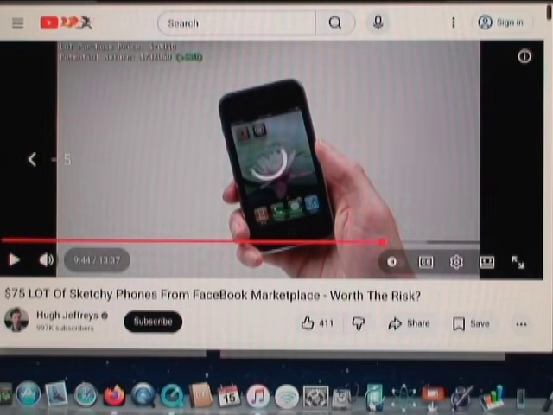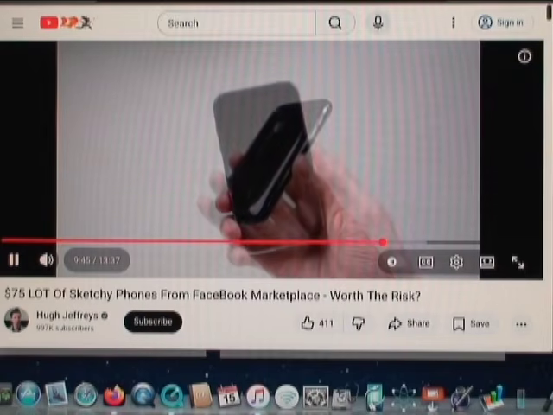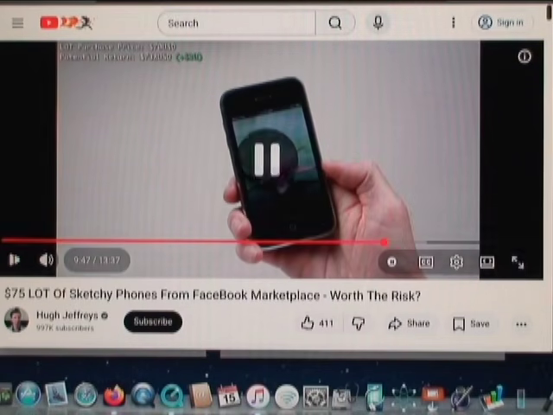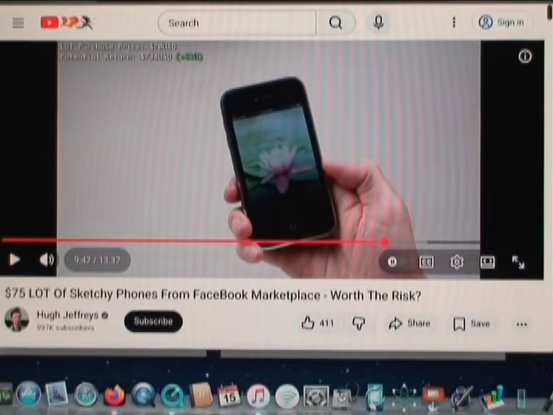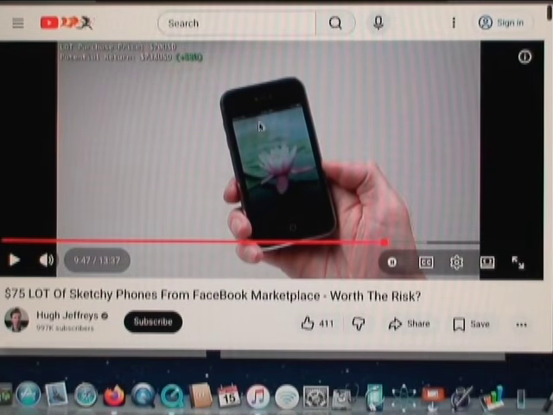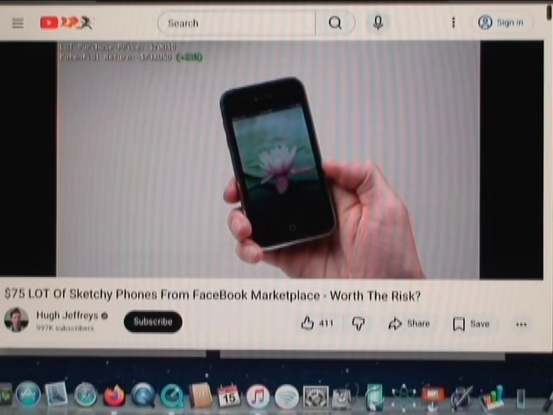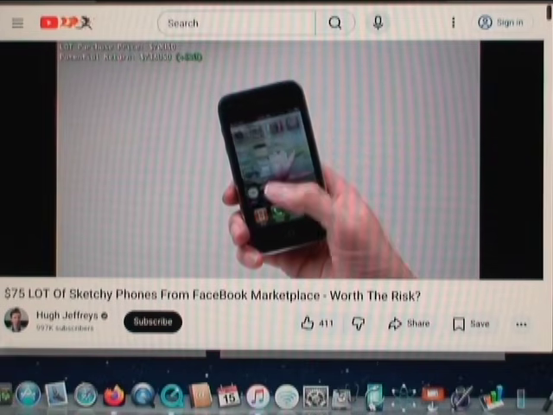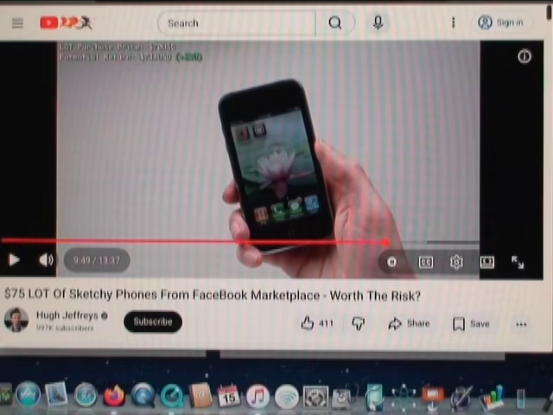Wait, let's go back to the home screen. Okay, it had the lock icon up here, so that means it's at least iOS 5 or older. Yeah, it had the YouTube icon as well.